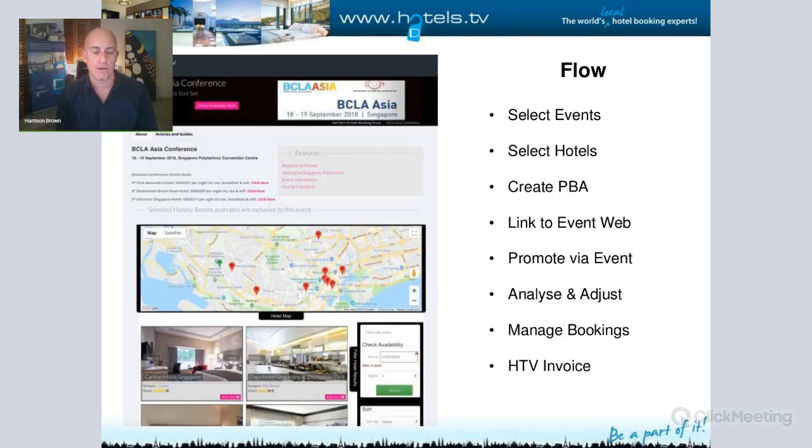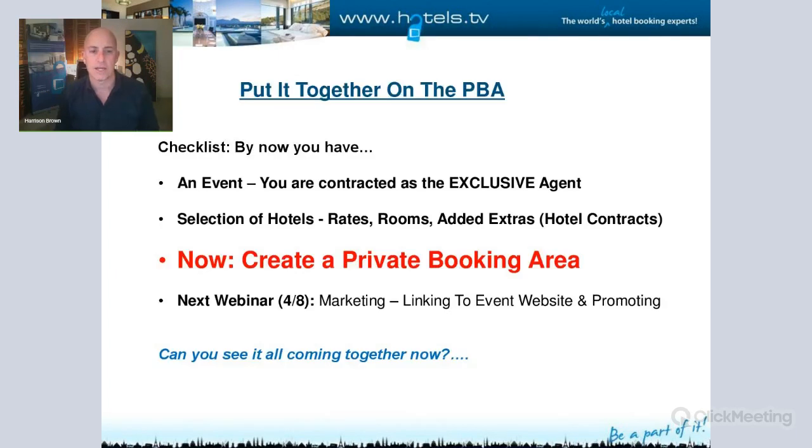The flow, I just want to remind you of very quickly. We selected the events, which we did in lesson number 1. We selected the hotels and found the hotels. And if you remember, we selected those hotels on the basis that we understand the market. If we're dealing with a martial arts event, or a conference, it's a different market, different types of hotels, potentially different features and facilities. So at this point, we're going to assume you have the event and you've selected some hotels, and it's time to create the PBA. After that, we link the event, then we do some promotion, then we analyze, then we manage the bookings, and then we repeat that again and again.